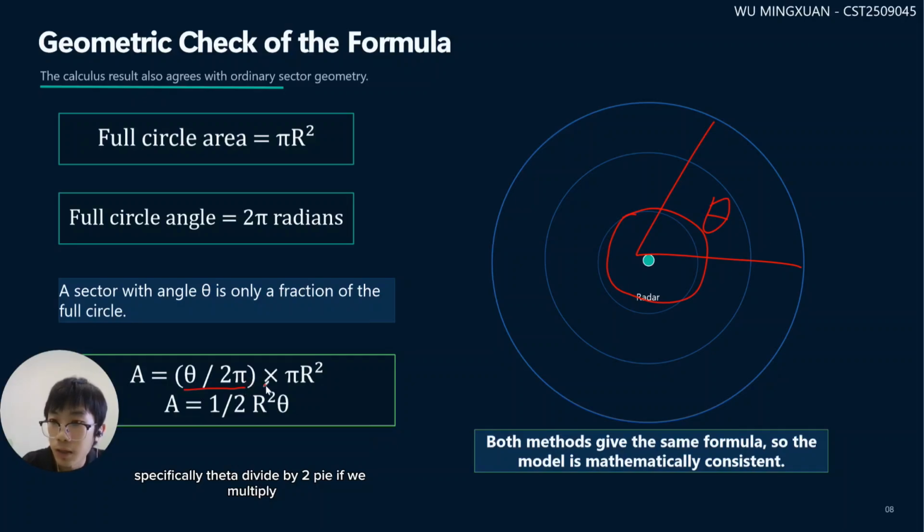If we multiply this fraction by the total area of the circle, the pi cancels out, leaving us again with 1/2 r squared theta. As you can see, both the integration method and the traditional sector geometry yield the exact same result. This confirms that our mathematical model is physically and mathematically consistent.